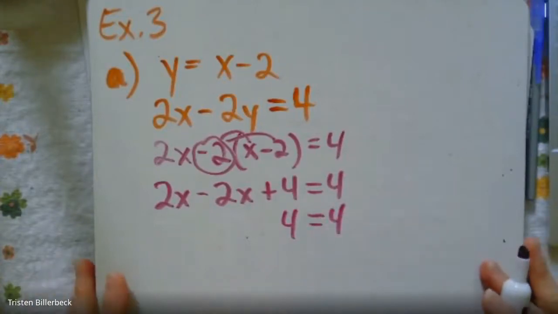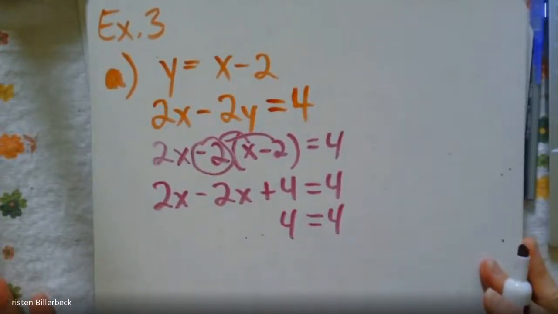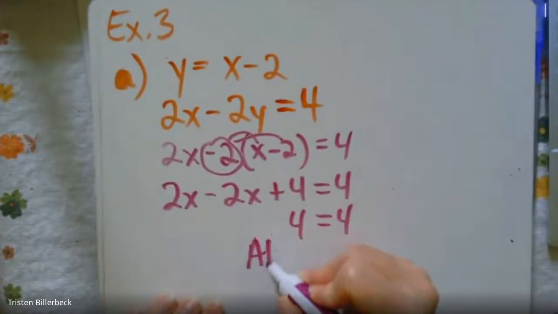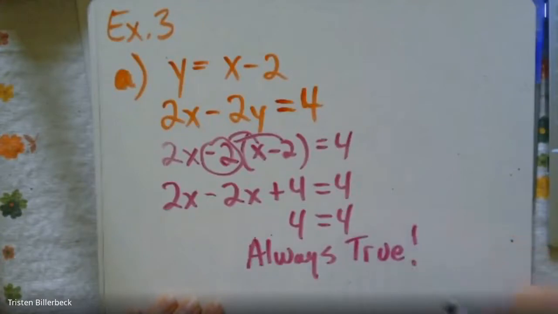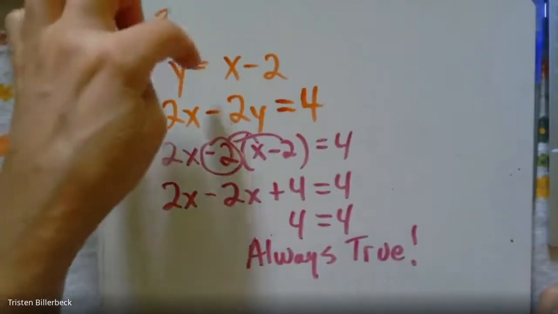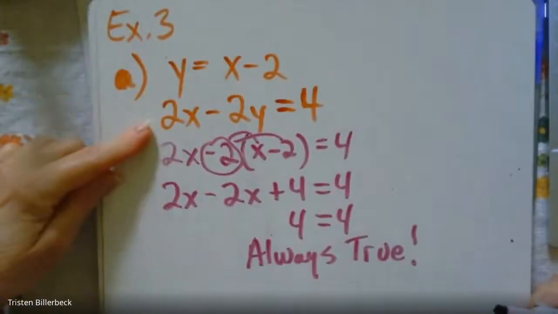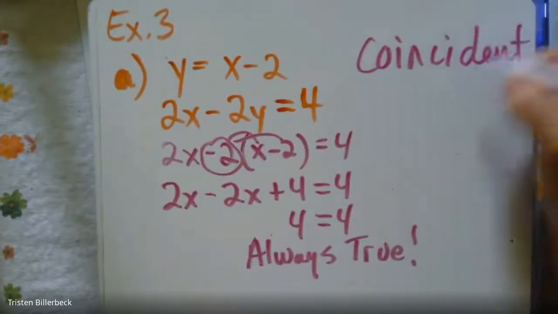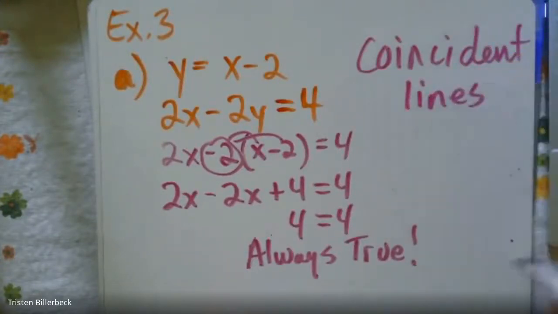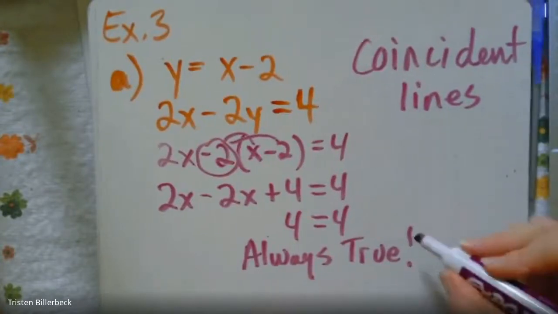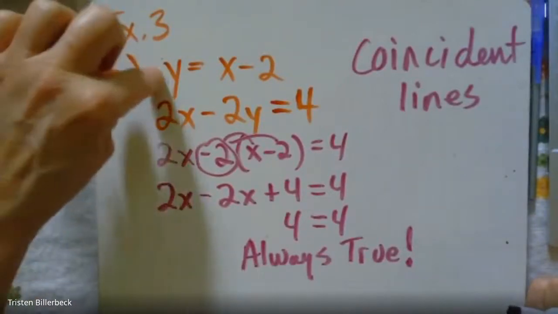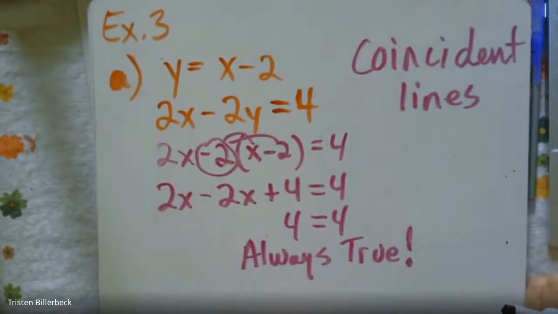Wait a second. I have no variable. How am I going to find x? Well, x can be anything in this case, because this is always true. Okay, what we just found is that this line and this line are the same line. These are called coincident lines. They're not intersecting lines. They're coincident lines. They're a special case where it's the same line. It's just this equation's hiding the fact that it's the same as that equation. Okay, so it's always true.